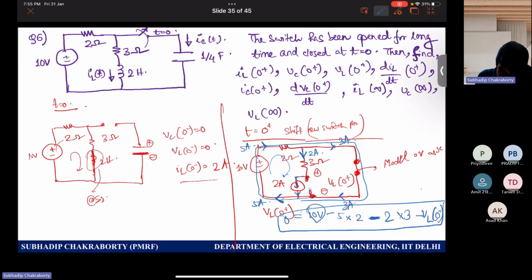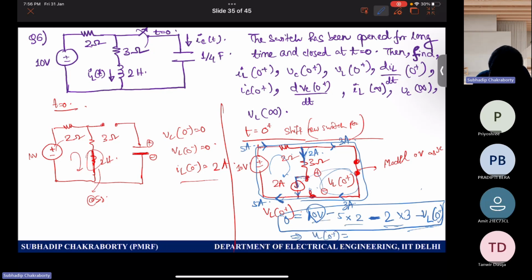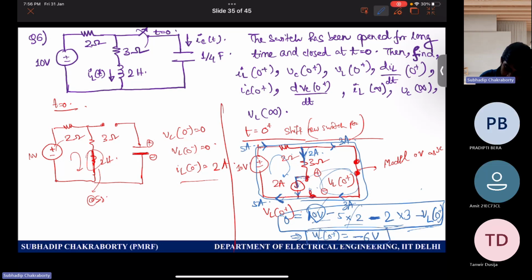So 10 volt was the gain, then a drop of 5 into 2, then see this loop, then a drop of 3 into 2, then a drop of, because the current source is there, the voltage across it we assume to be VL at 0 plus. So according to the sign convention, I'm dropping, so minus. Now take VL at 0 plus to the other side. So 10 minus 10 goes off. So minus 6 volts. So VL at 0 plus is minus 6 volts.